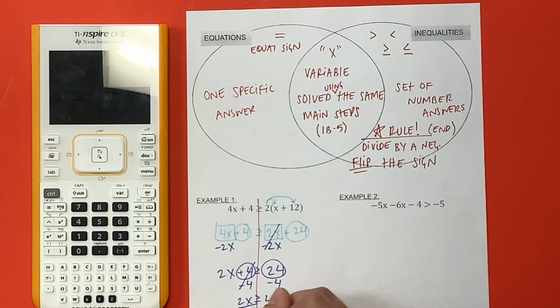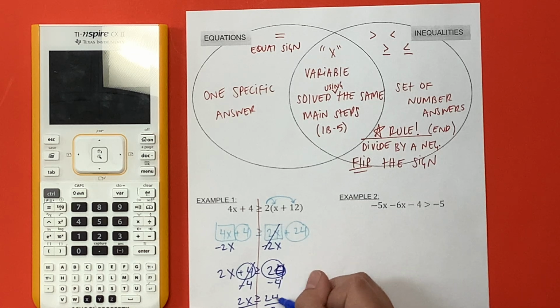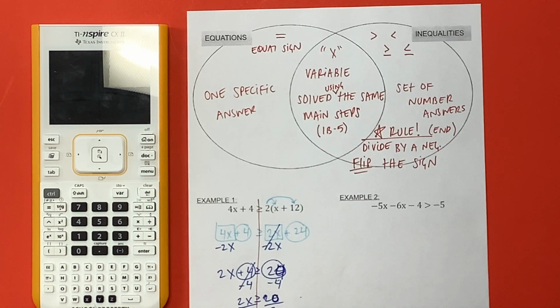And then one more time, divide by 2. X is greater than or equal to 12. Oh, darn it. Well, that's supposed to be 4. That's supposed to be 20 because 24 minus 4 is 20. And then 20 divided by 2 is 10. My bad, guys. Sorry if that was confusing. All right, that is our answer.